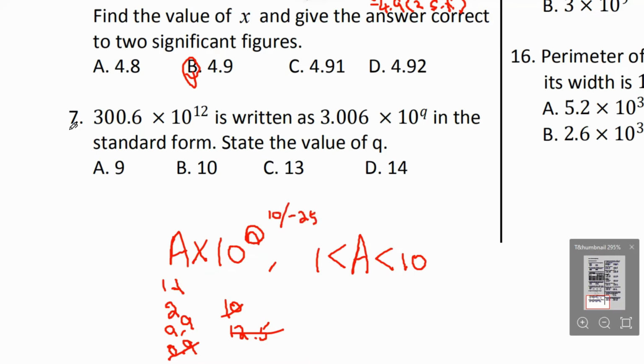Okay, so for number 7, 300.6 times 10 to the power of 12 is written as, okay, so this is in standard form because the number here is between 1 and 10. In the standard form, find the value of q. Okay, so how to rewrite this into standard form? So we have to move this decimal to the front. So 1 time, 2 times. So we move the decimal 2 times to the left. Therefore, we have to add 2 to the power. Then you will have 3.006 times 10 to the power of 12 plus 2, 14. So the answer is q equals 14.